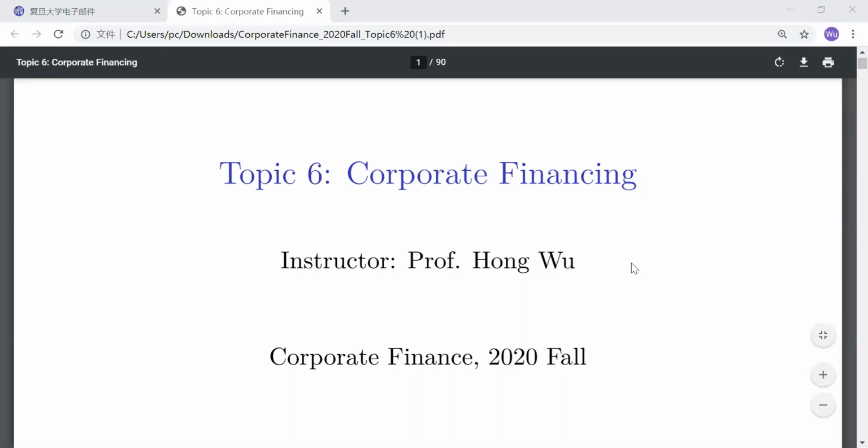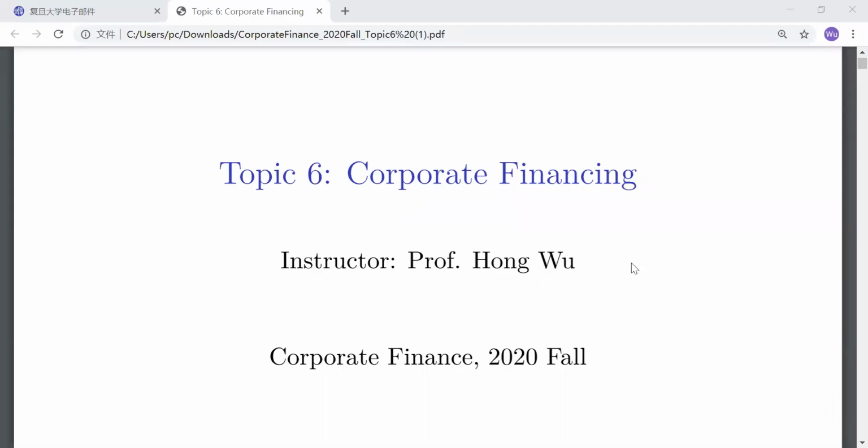Okay, guys, this week we're going to talk about topic 6, which is corporate financing. We're going to talk about in general how companies raise financing, and then for our next topic, we're going to talk about the capital structure of the firm.